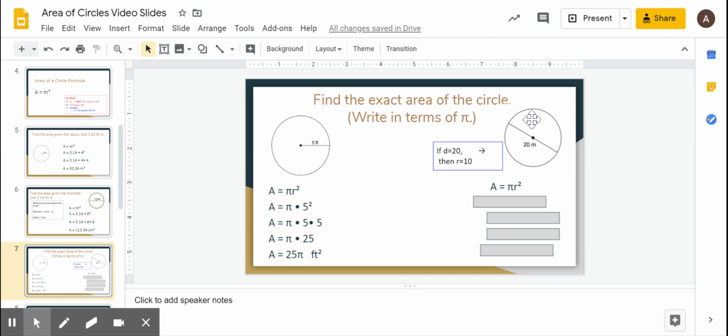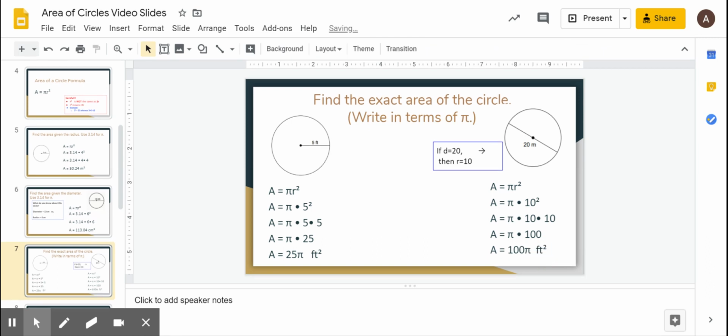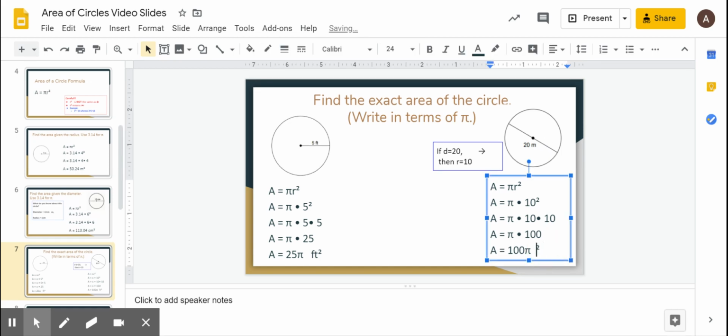In our next example, we have a circle with a diameter of 20, which would mean the radius would then be 10, because you'd have to take half of the diameter. So let's plug in our numbers. We're plugging in 10 for r, and we're keeping pi. So we have pi times 10 squared, which is pi times 10 times 10, or pi times 100, or it's just 100 pi. So the area of this circle is 100 pi, and I have feet here. It should be meters squared.